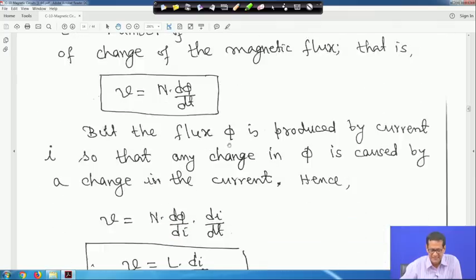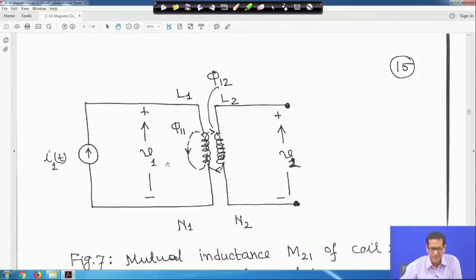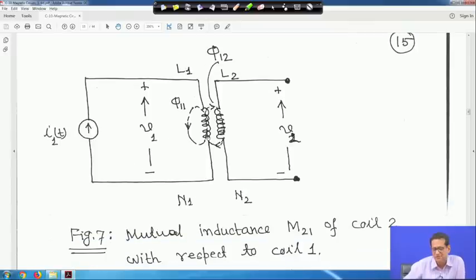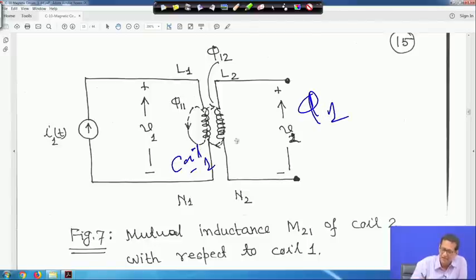Next, suppose these are two coils, with mutual inductance M21 of coil 2 with respect to coil 1. Here a current source I1(t) is applied on one side, and on the other side there is none, so only the voltage V2 is measured. This is my coil 1 and this is my coil 2, with inductances L1 and L2. The total flux is phi 1.